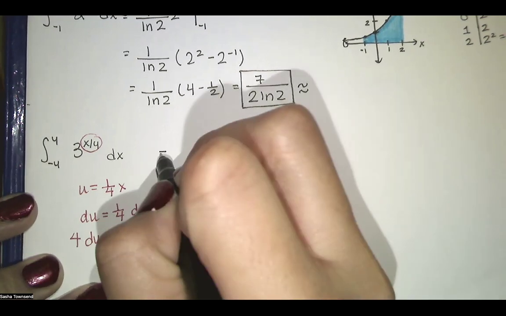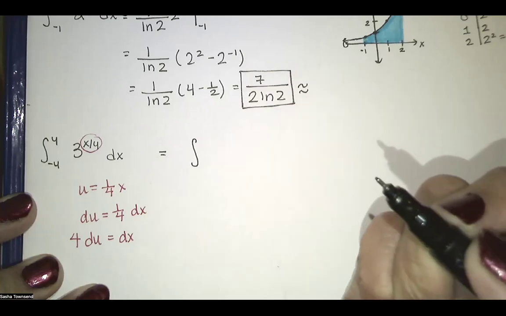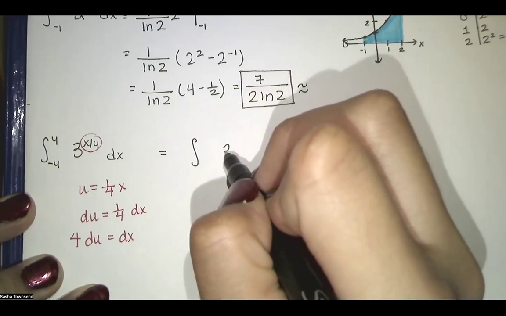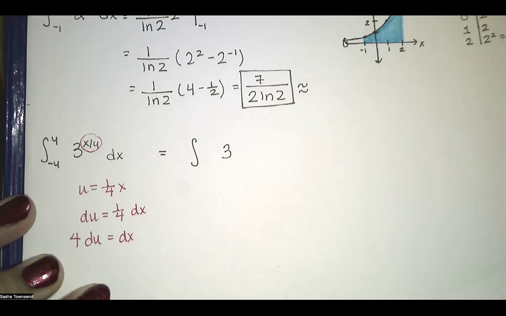So with that in mind, we can rewrite this integral entirely in terms of u. We've got 3 to the u power.